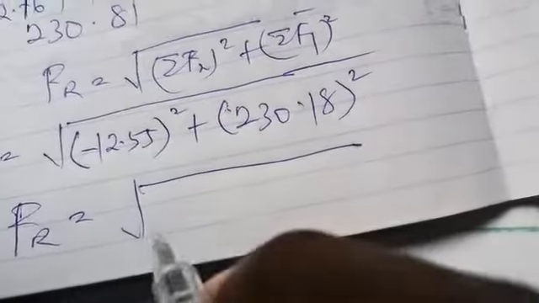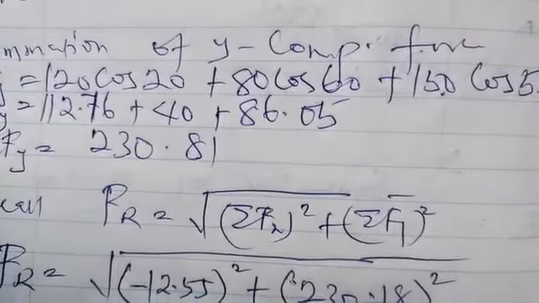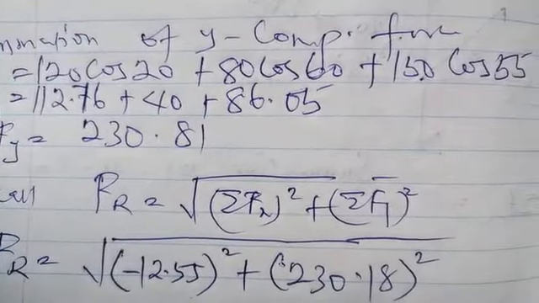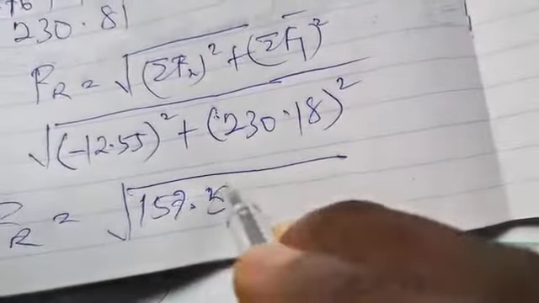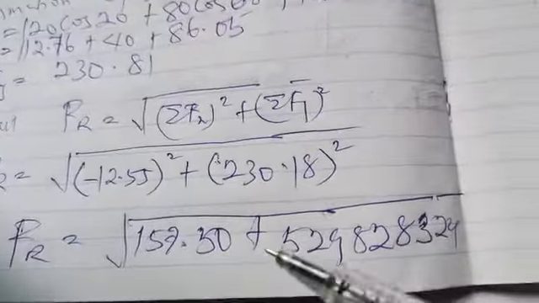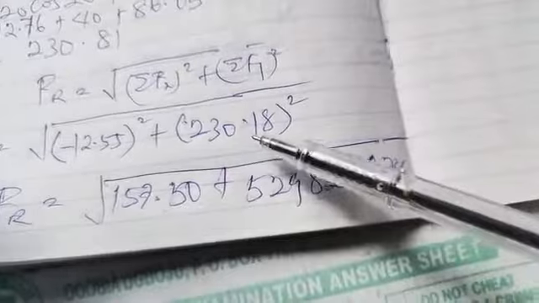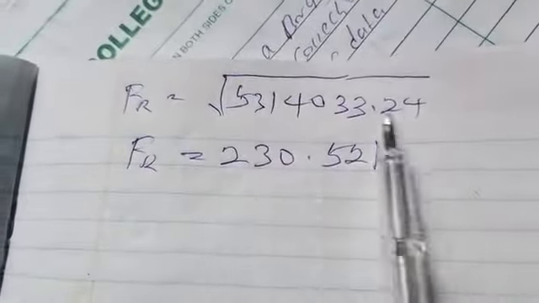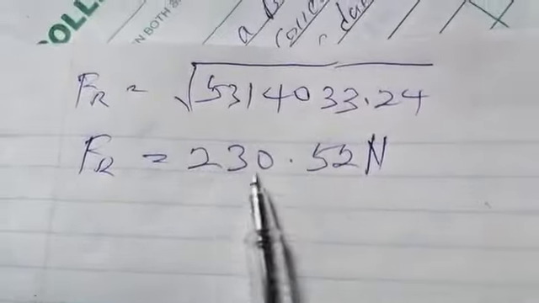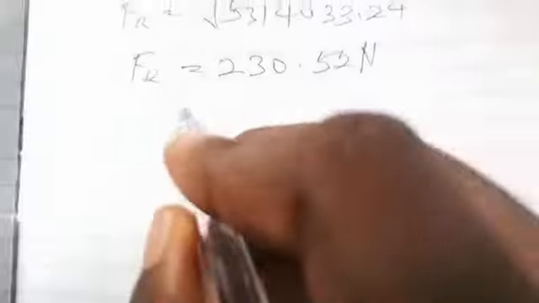Okay, so 12.55 squared gives us 157.50, plus, okay, so the square of minus 12.55 gives us this, and the square of 230.18 gives us this. So we add them together and obtain the square root of this value. Take the square root, we have the resultant force to be 230.52 newtons. So this is the resultant force.